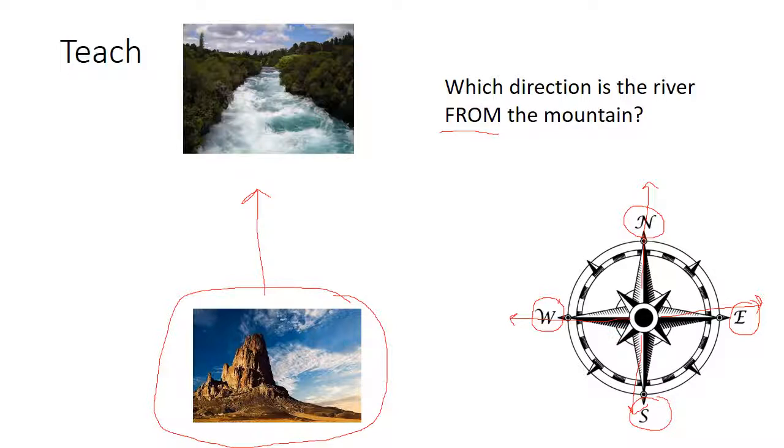Let me give you a hint. It's not east. East goes to the right. It's not south. South goes down. It's not west. West goes to the left. North goes straight up, doesn't it? So the answer is N for north. N for north. Let's do another one.